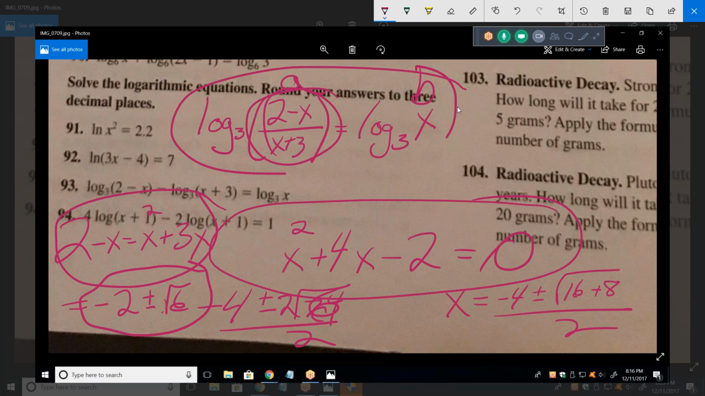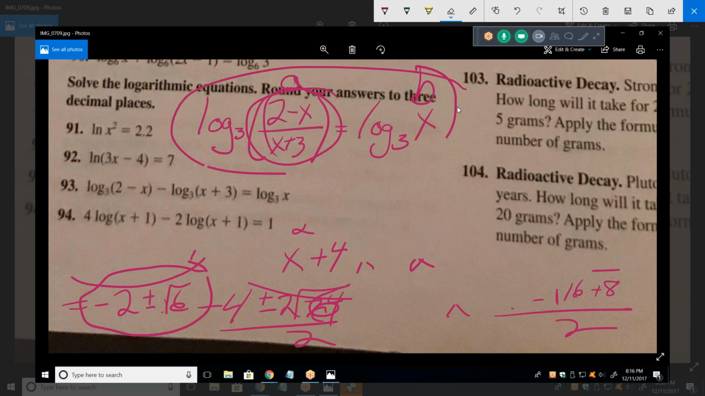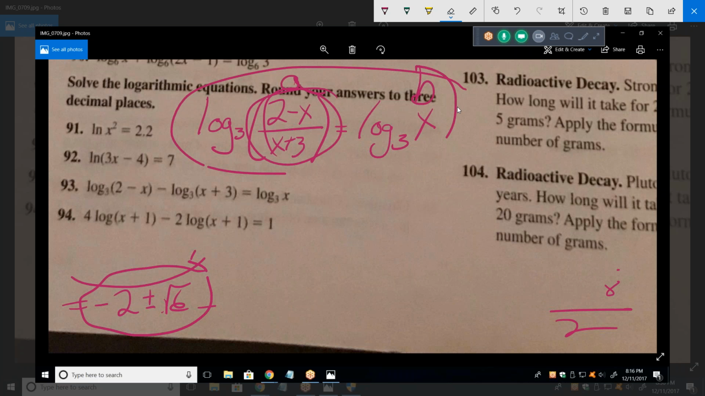Well, the problem is one of them doesn't work. Whenever you solve a log equation with a quadratic, you always end up with a positive and negative answer. And remember, you cannot take logs of negative numbers. So the minus 2 minus root 6, that's a negative number. Minus root 6 is about minus 2.4, so that's about minus 4.4. And if I go back, the minus works fine for there, but it doesn't work for that.